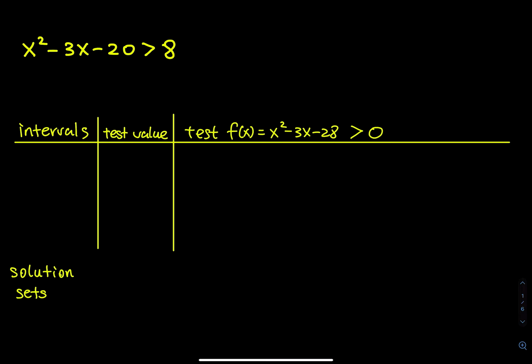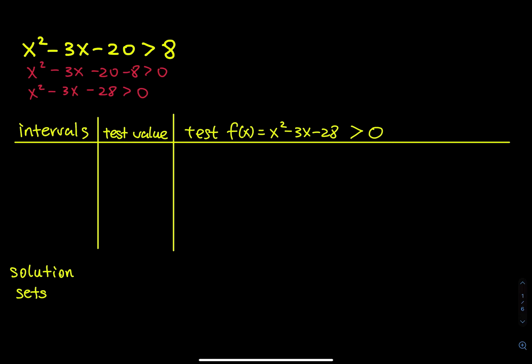Solving a nonlinear inequality: x squared minus 3x minus 20 is greater than 8. First of all, we want to have all the terms on one side and have a 0 on the other side. So we do x squared minus 3x minus 20 and then minus 8, and make that greater than 0. So we have x squared minus 3x minus 28 greater than 0.